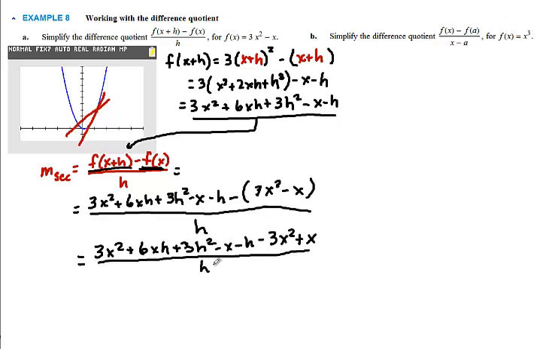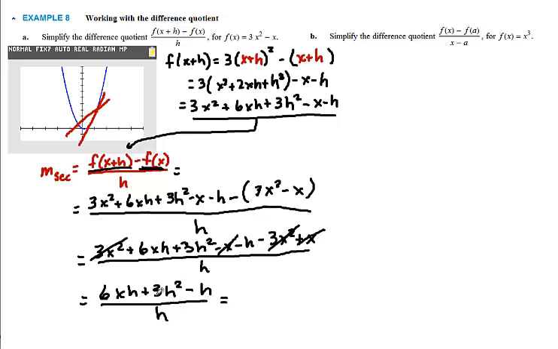Alright, save you a few seconds there. Canceling out that guy, I've got a plus 1 and a minus 1. I've got a minus x here and a plus x. They cancel, leaving me with 6xh plus 3h squared minus h, and that's it, all over h.